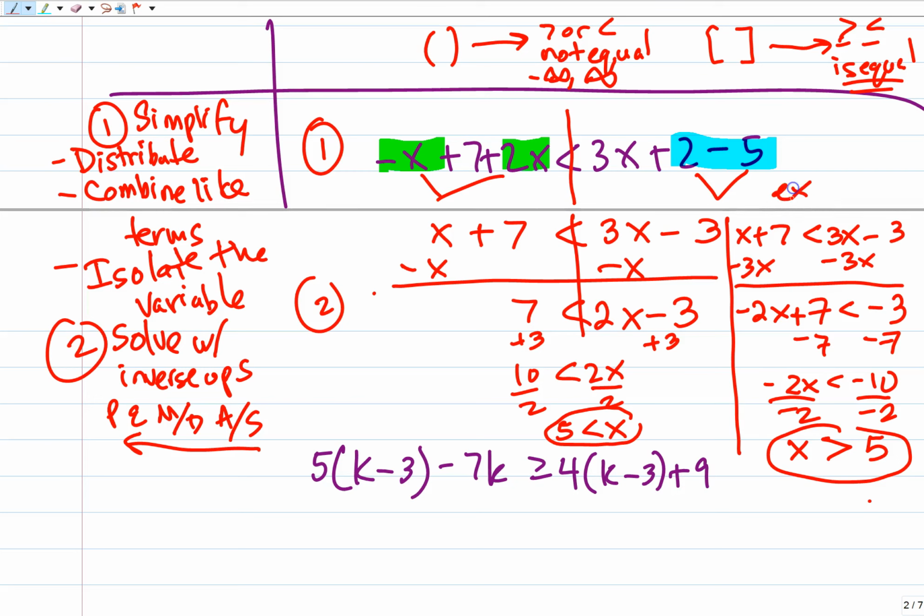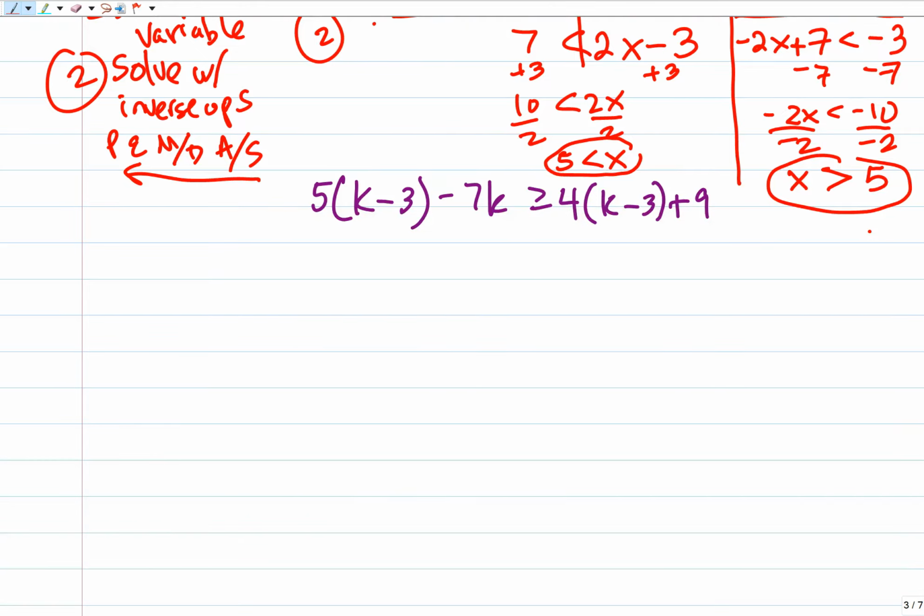This was just if somebody really likes to put the x on the left side. Did it change the answer? So you got choices. Step 1. What can we do to simplify first? This time I have a 5 that distributes to the k, to the 3. Does it keep going? Don't do it. It's a trap, right? It only distributes across the group.